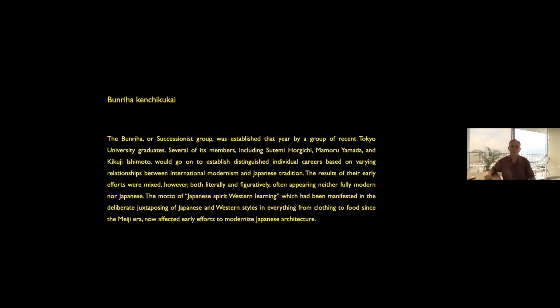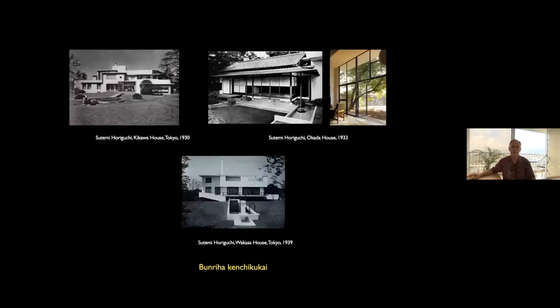So in the 1920s, there was an international modernist group, the Bunriha Kenchikukai, and one of their leading members was Sutemi Horiguchi, and they were producing work of this kind. And honestly, the top left one, if I hadn't labeled it, it would be very hard to tell where in the world it was. It could have been anywhere, in Europe, even in the United States. It happens to be in Tokyo, because it is absolute international style.